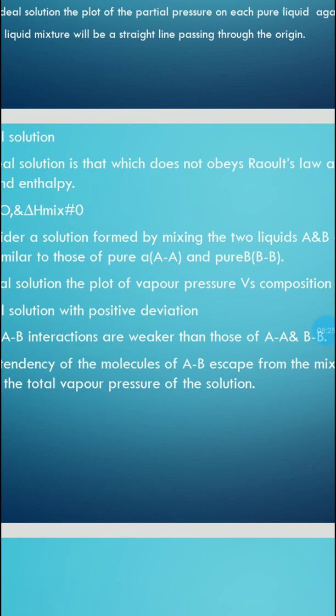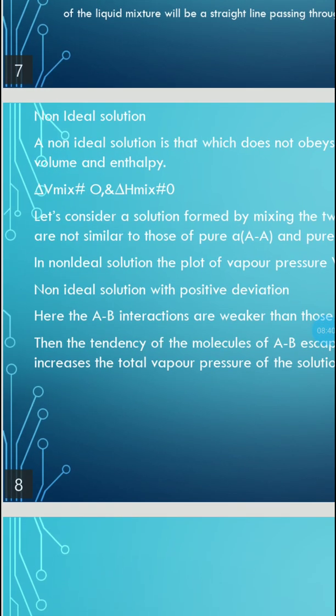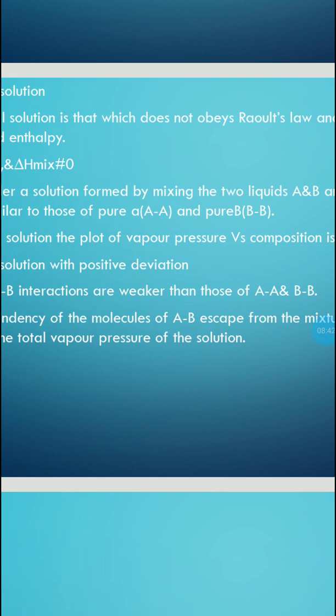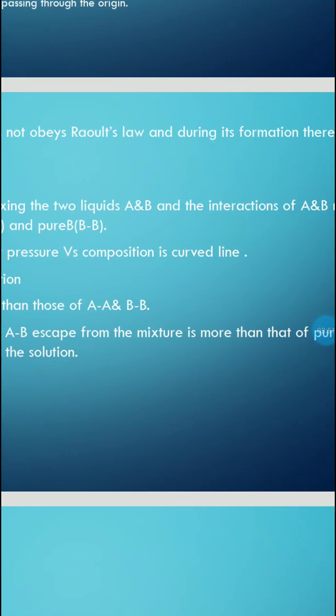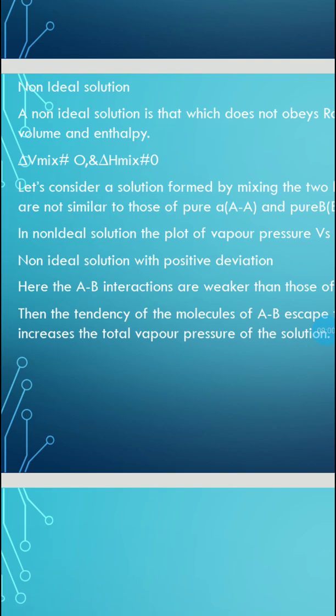In the formation of an ideal solution, the AB interactions are always equal to AA or BB. But here, the AB interactions are not equal to AA and BB. In non-ideal solutions, if you draw a graph between vapor pressure and the composition of a liquid, you will get a curved line, whereas in an ideal solution, you will get a straight line passing through the origin. That is the difference. Again, non-ideal solutions are of two types: non-ideal solution with positive deviation and non-ideal solution with negative deviation.